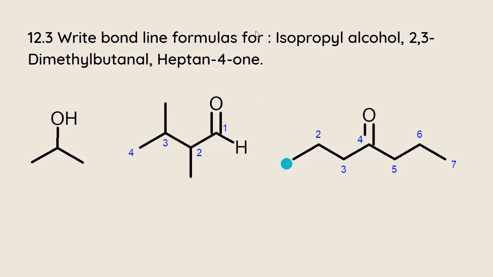Now we need to write the bond line formulas for isopropyl alcohol. Isopropyl is generally used when the second carbon atom of the propane straight chain has a substituent attached to it. So at the second carbon, first we'll write the bond line for propane, and at the second carbon, you will have an OH group attached to it.